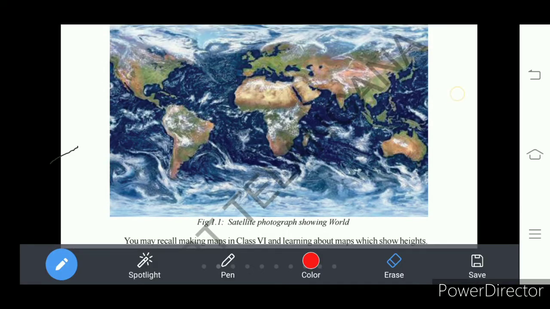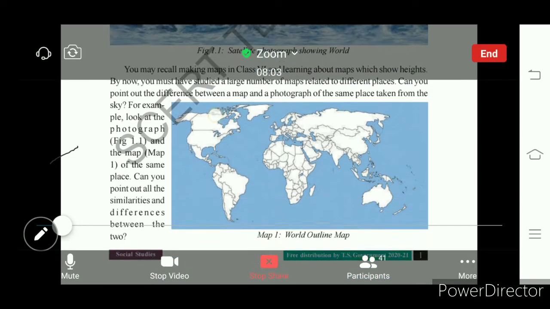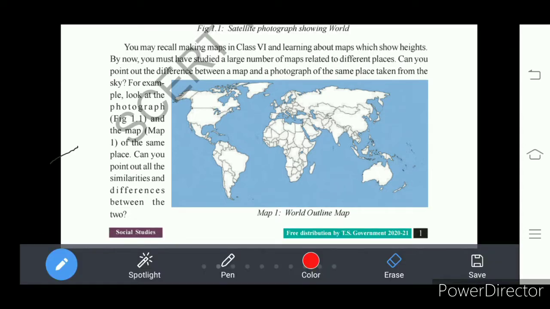This one, right? What is this? Photograph. Next, another one, you see here a map. This is a map, world map, right? Now, why are these two given here?